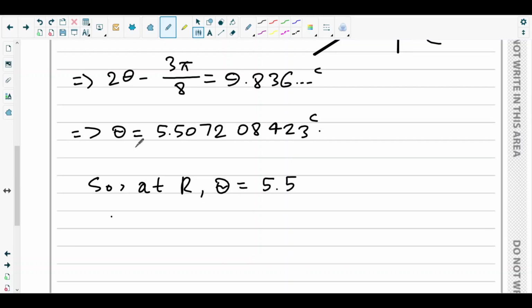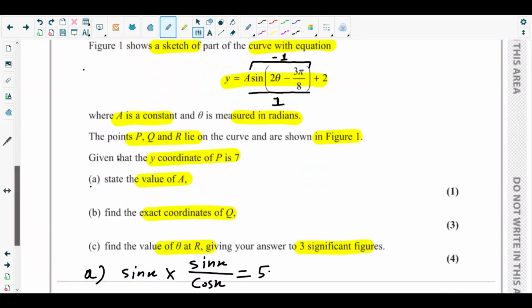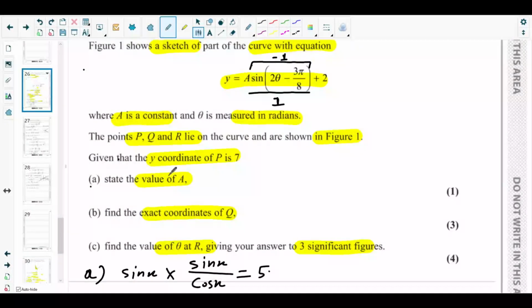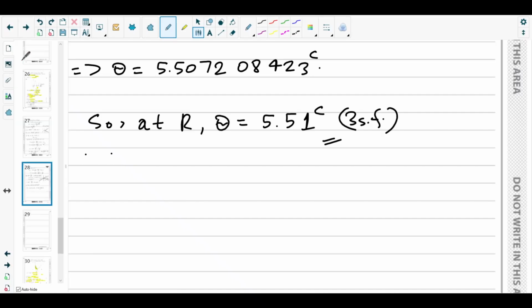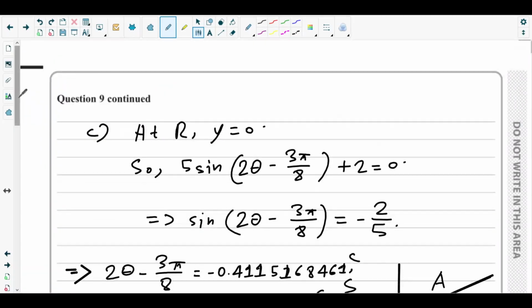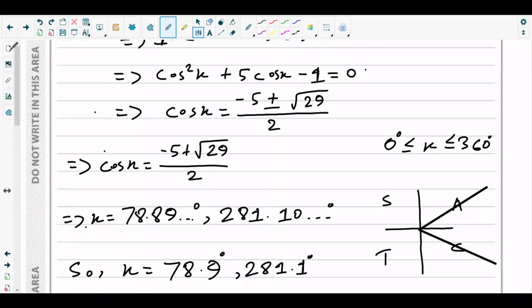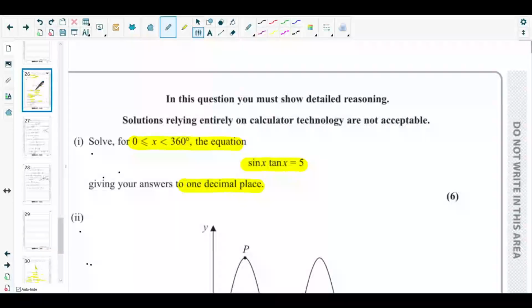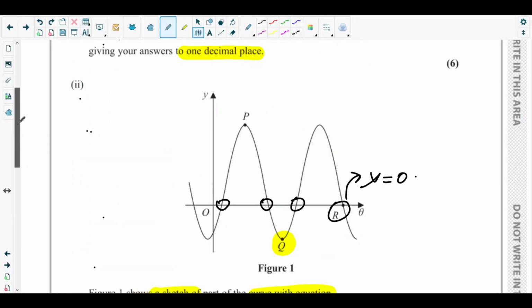5.5. How many decimal places or significant figures did they want? 3 significant figures. So up to 3 significant figures, that would be 5.51 radian. That's it. This is what they asked for, the value of theta at R. And that's all about the ninth question from the January 2024 Geometrics 2 paper. That's it.